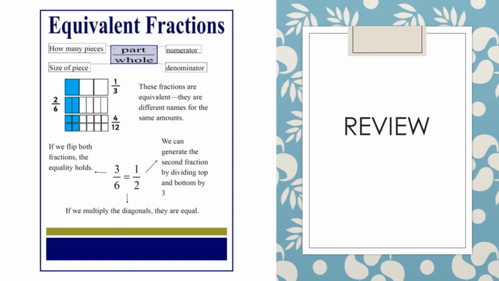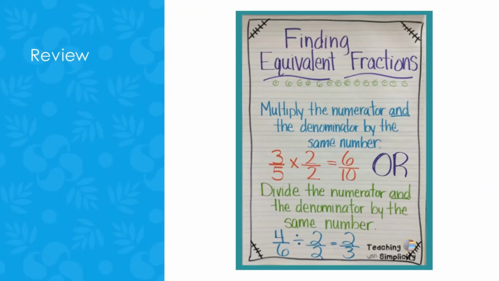Equivalent fractions can have different numerators and denominators so long as they represent the same part of a whole. For example, let's start with 1/2. If the whole is divided into more equal pieces, you can create fractions that are still a half of the whole, such as 2/4 or 3/6.